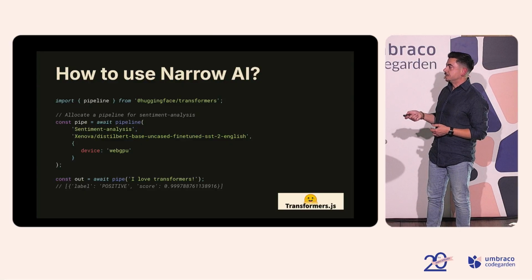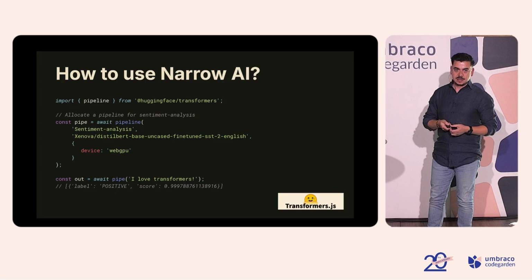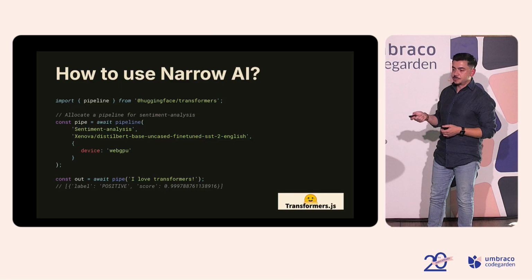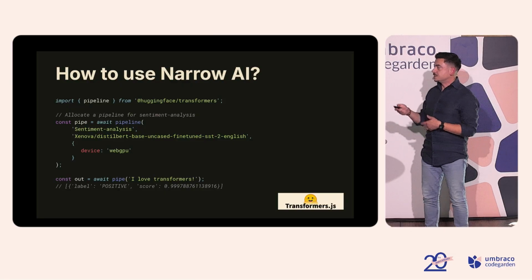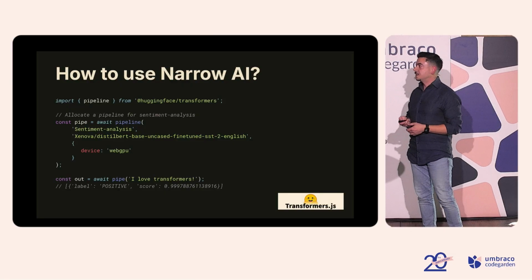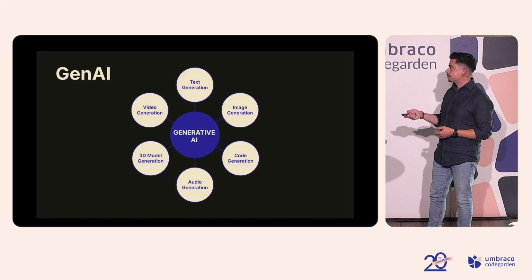As an example, I put the query "I love Transformers," and as a response, I get 99% confidence. This is a positive sentiment. So this is an example use case of a narrow AI that you can implement using Transformers.js.